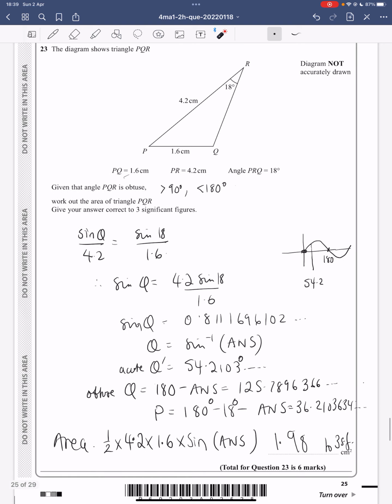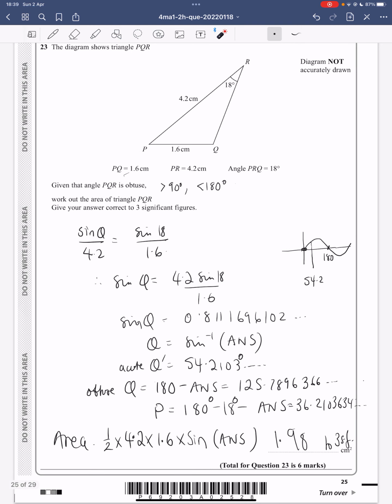Okay, number 23. We've got a triangle PQR. PQ is 1.6. PR is 4.2. Angle PRQ is 18 degrees. PQR is obtuse. That means it's greater than 90 degrees and less than 180 degrees. Between 90 and 180. Not 'or', 'and'. So it's between. Work out the area of the triangle. Give your answer correct to 3 significant figures.